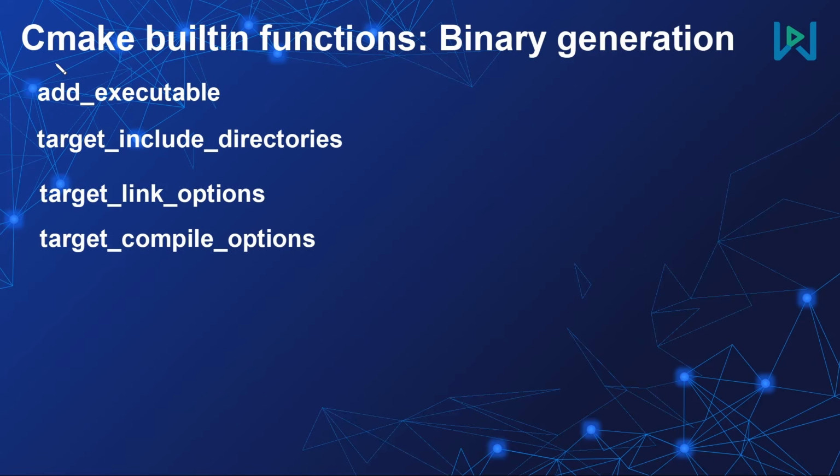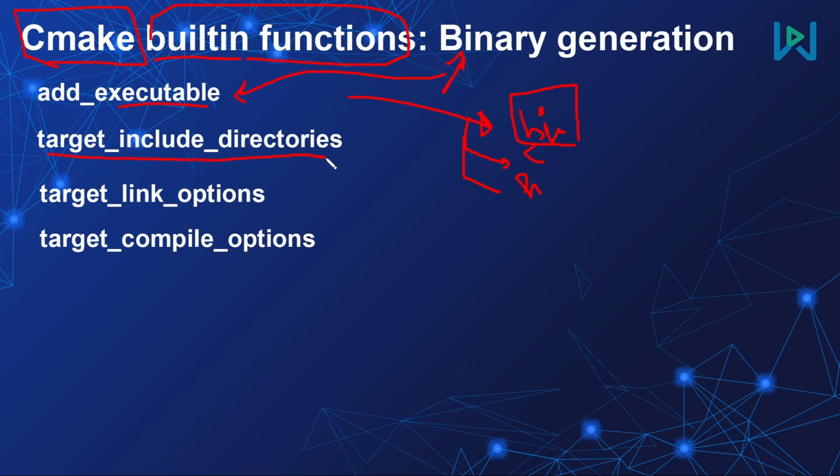CMake build system does support a wide variety of built-in functions. One type of those functions will handle the binary output generation. So functions like add_executable will specify the name and the output of the binary to be generated, and thus specify the dependency in terms of sources and headers to allow the generation of this binary.